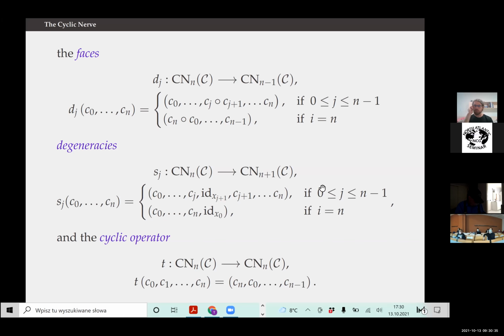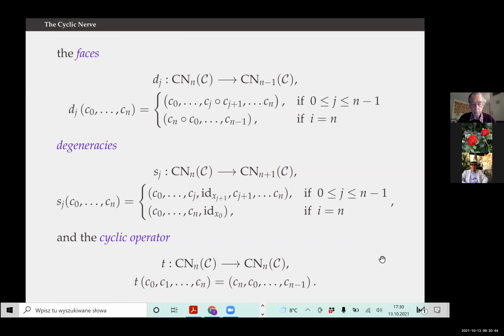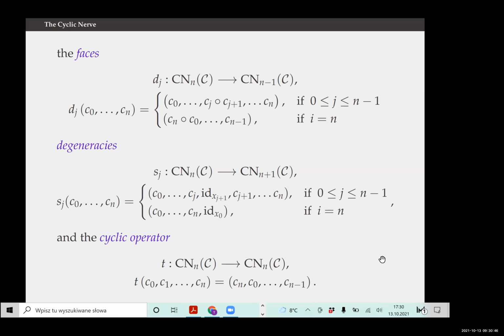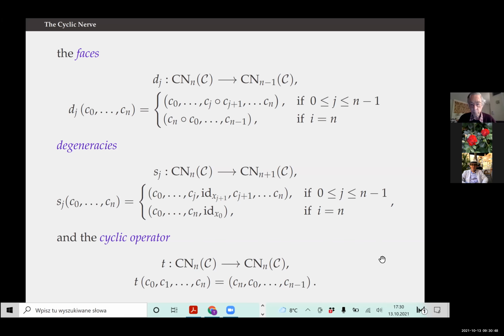Thank you. So I stopped at the definition of this cyclic nerve. And again, I can do nothing. There's something wrong with my Zoom, probably.